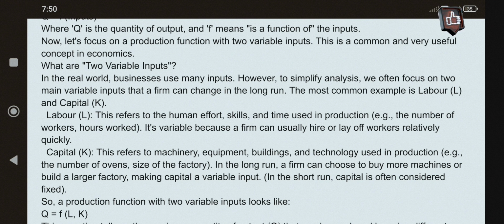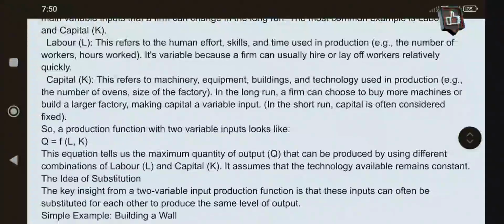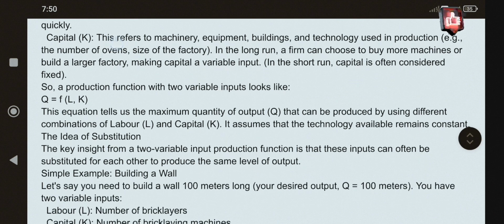Labor (L): this refers to the human effort, skills, and time used in production, e.g., the number of workers, hours worked. It's variable because a firm can usually hire or lay off workers relatively quickly. Capital (K): this refers to machinery, equipment, buildings, and technology used in production, e.g., the number of ovens, size of the factory. In the long run, a firm can choose to buy more machines or build a larger factory, making capital a variable input. In the short run, capital is often considered fixed.